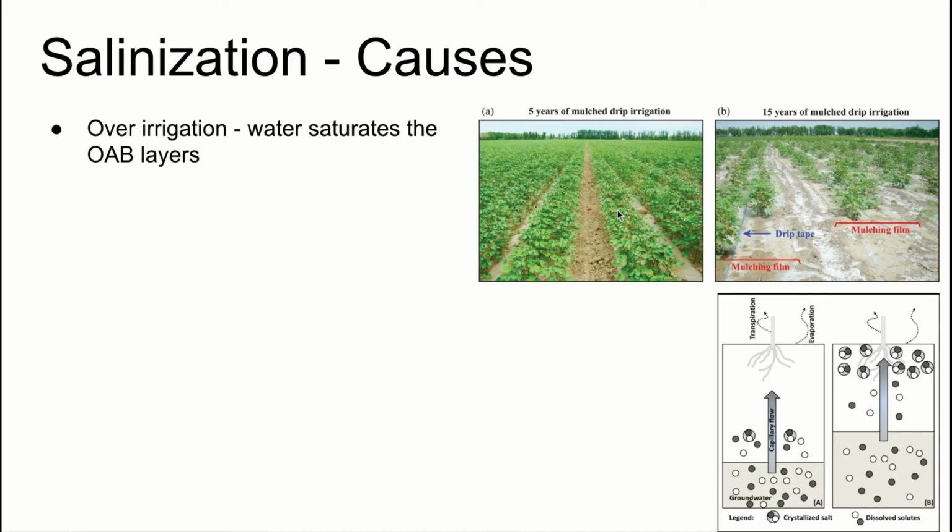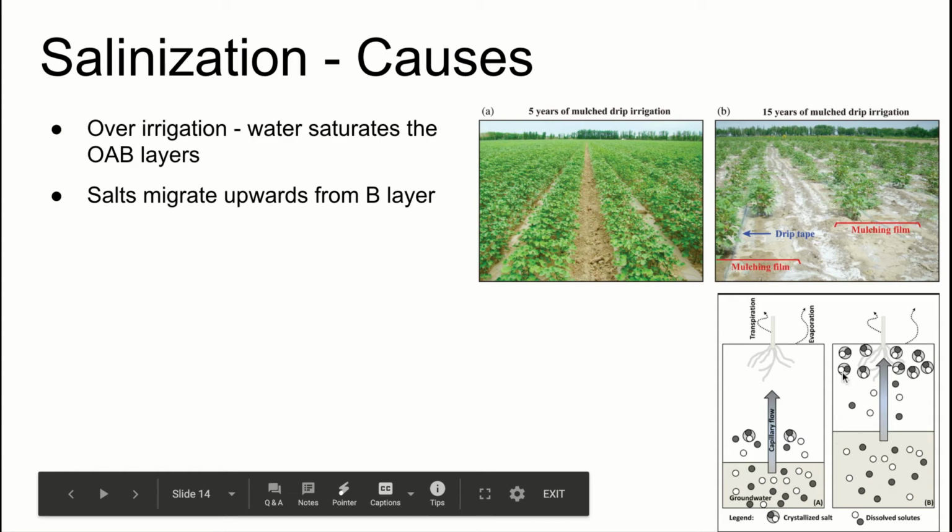When we over-irrigate, which is a traditional move in most industrial agriculture, almost every industrial farm nowadays over-irrigates their crops, we have water saturating the O, A, and B layers of the soil. So the top layer, which O probably isn't there in a farm, the A layer, our topsoil, and then the B layer, our subsoil. When we saturate our B layer, and we also have water stretching up into our A layer, dissolved salts from our B layer, remember there's a ton of minerals in our B layer, can actually migrate up through capillary flow.